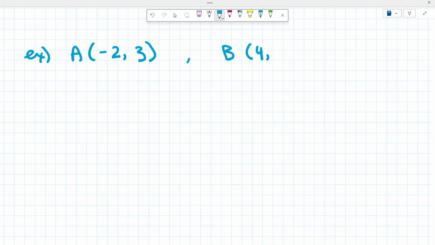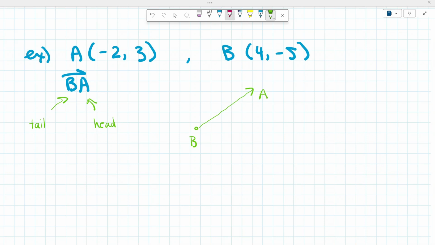Let's do another example of trying to find a vector. Say we have two points. We have point A, which is (-2, 3), and then we have another point, B, which is (4, -5). We want to find vector BA. Like I mentioned in my previous video, this first letter represents our tail, and the second one represents our head. So if we have some arrow, we know that the tail is B and our head over here is A.